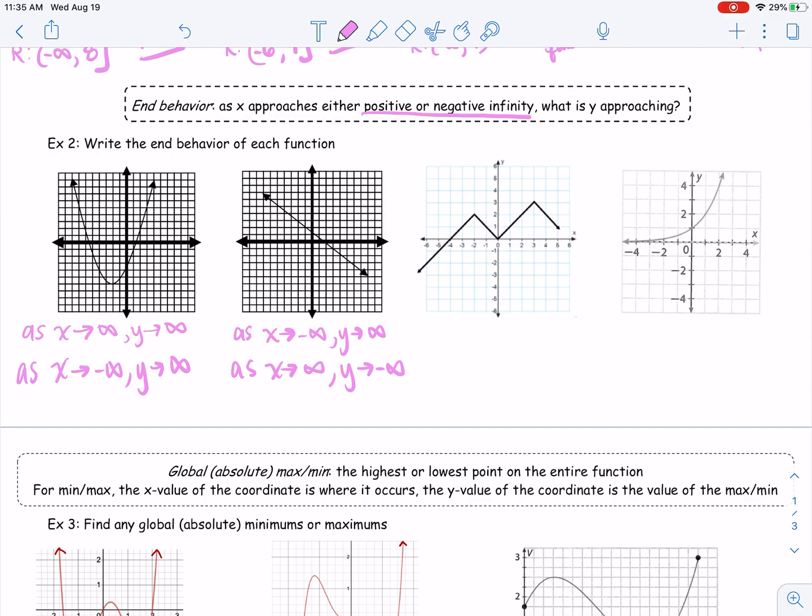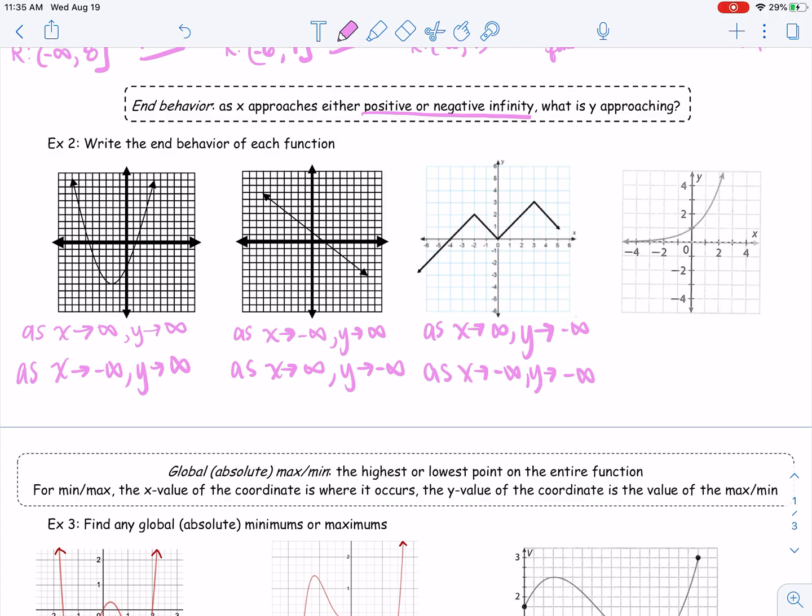All right, this would be a great time for you to pause and try to do the last two on your own. So I'm going to go ahead and say as x approaches, I'll go to positive infinity first, y approaches negative infinity. It is going downward. As x is approaching negative infinity, y's are still approaching negative infinity. It's going down. The graph is going down in both directions. So it's approaching negative infinity as x approaches positive and negative infinity.